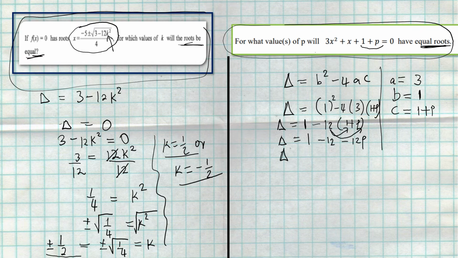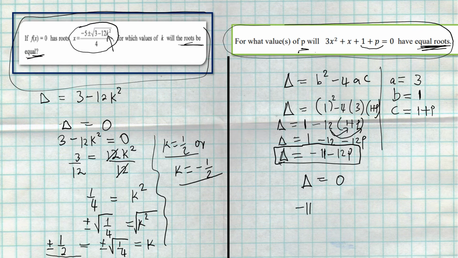Okay, so delta will be 1 minus 12 minus 11 minus 12p. So this is the answer for the delta, right? But we haven't answered the question. It says for which values of p will this equation have equal roots. So for equal roots, you must know the condition. It's when delta is equal to 0.